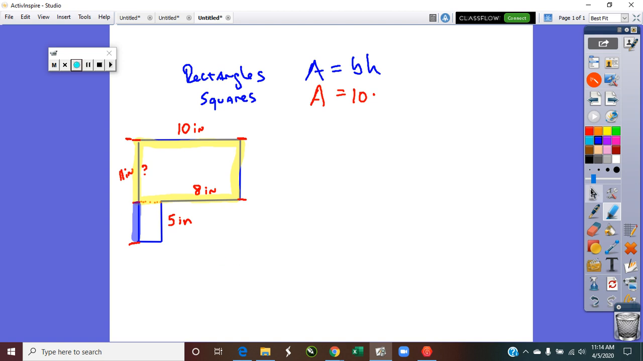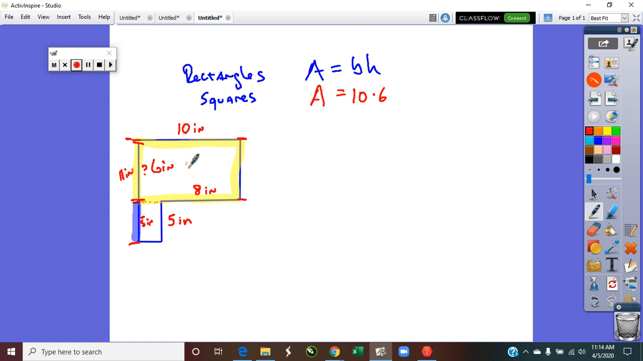So if this whole thing is 11, if from here to here is 5, then what must this be? I take 11 and I subtract 5. This has to be 6 inches, doesn't it? Okay, because this 11 stands for the entire side. So now I have a 6 for this to this.